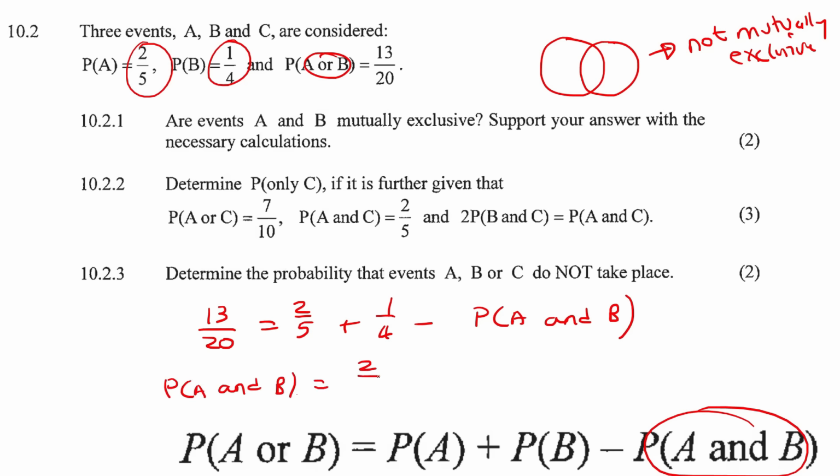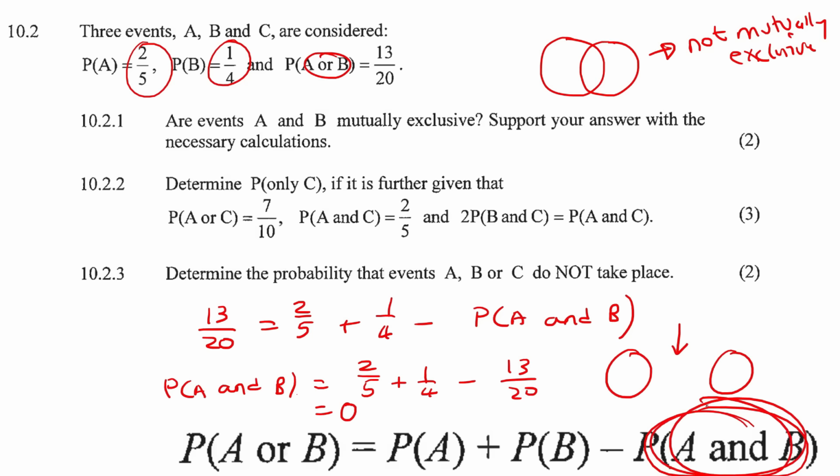And so we're going to have 2 over 5 plus 1 over 4 take away 13 over 20. And if we calculate this, we get 0. And so what I told you earlier was that when things are mutually exclusive, it means that there's no overlap. So the A and B must be 0. So we've done our calculations, and then we can say, yes, they are mutually exclusive.